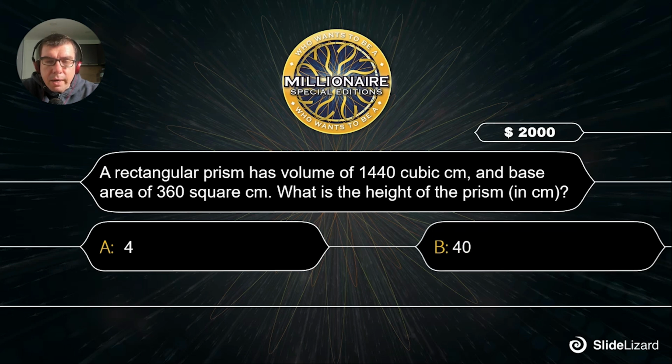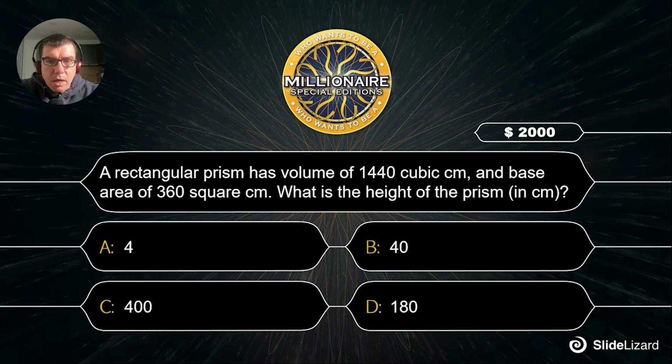Okay. A rectangular prism has volume 1440 cubic centimeters and base area of 360 square centimeters. What is the height of the prism? Again, very simple. Think about it, 5 seconds, and give me the answer. Okay. Did you find A?